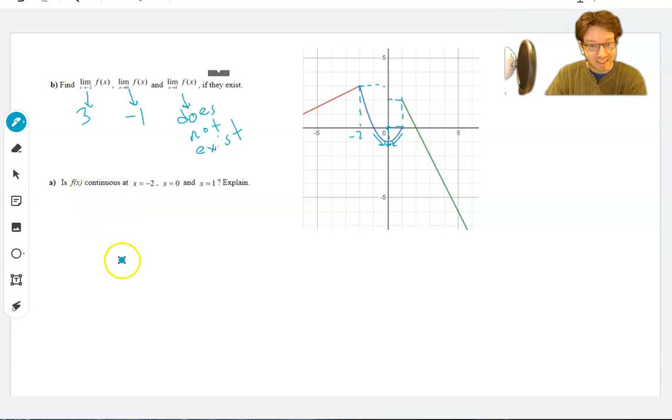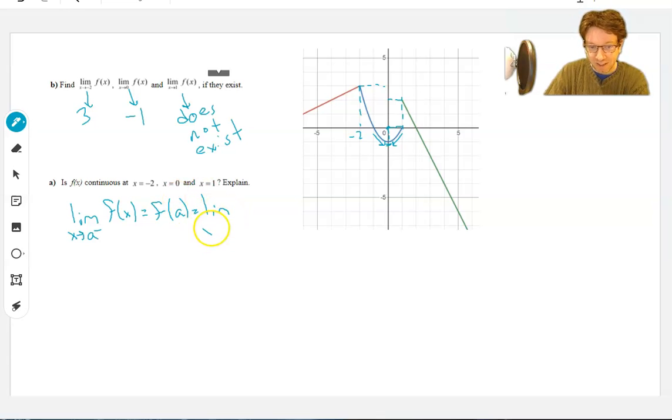Now, for something to be continuous, remember you needed 2 things to happen. You needed the limit to exist, and you needed the function to be defined at that point. And it had to be the same point, right? The limits and the function needs to be defined there must equal. So writing it out, you say the limit as x approaches some value a from the left of f at x must equal the function being defined at that point, which must also equal the limit as x approaches a from the right for f at x.